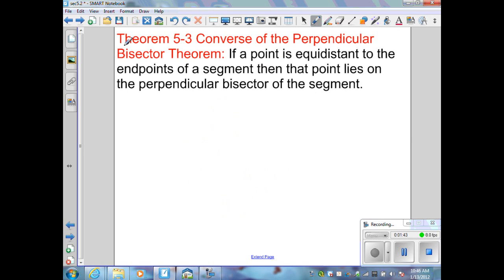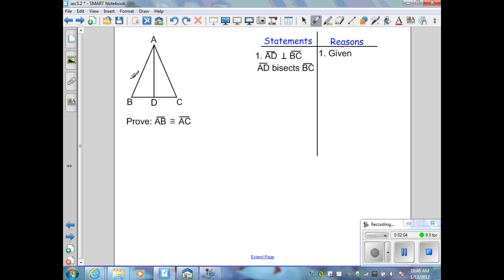Theorem 5.2 is the perpendicular bisector theorem. Theorem 5.3 is the converse of that perpendicular bisector theorem. Therefore, 5.2 is if P then Q. This would be if Q then P. If a point is equidistant to the endpoints of a segment, then the point must lie on the perpendicular bisector of the segment. Let's look at a proof to verify Theorem 5.2.